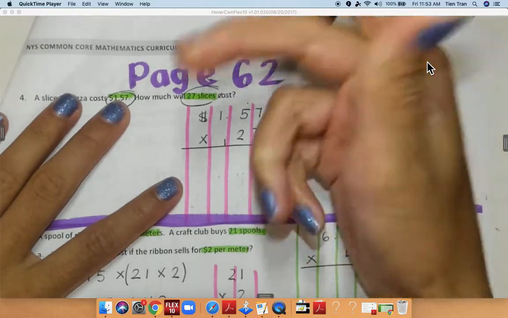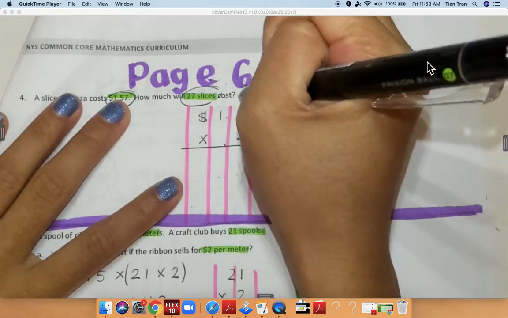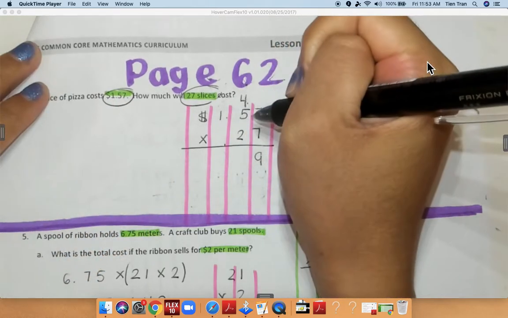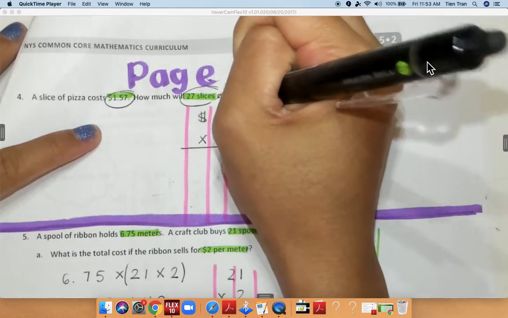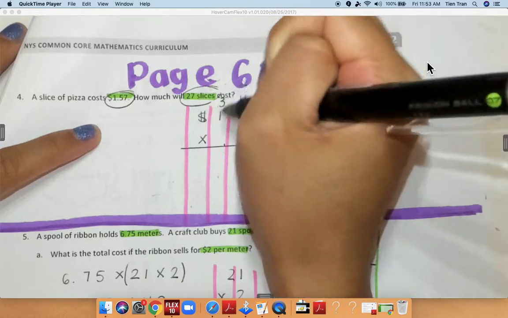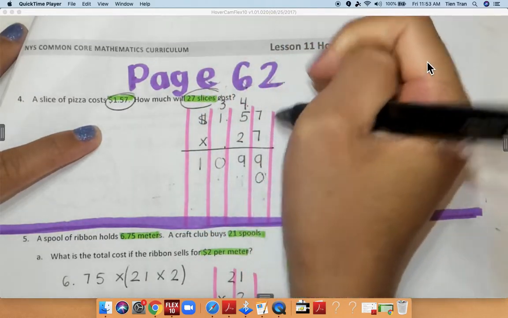So 7 times 7, I'm going to do that again. 7 times 7 is 49. 7 times 5 is 35. Plus 4 is 39. 7 times 1 is 7. Plus 3 is 10. Bring down my 0.